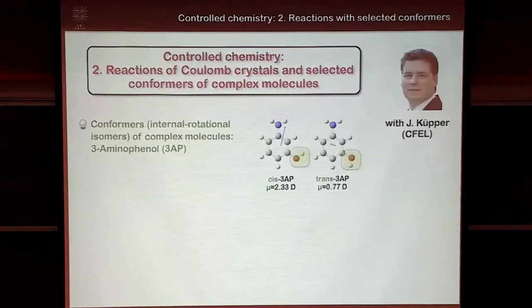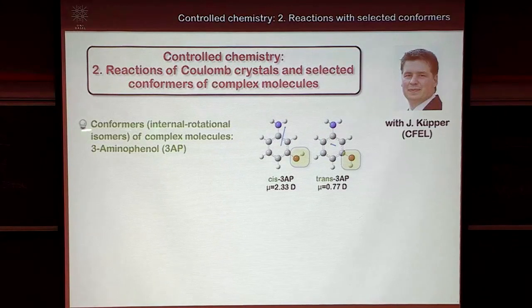Okay, so just briefly in the end, I will mention a new experiment that we have set up in our lab together with Jochen Küpper from Hamburg. This is very fresh data now. And we also have a poster on this, so if I don't make it through in the next 1.5 minutes, then I invite you to come and see the poster. This is an experiment where we react Coulomb crystals with selected conformers of complex molecules.